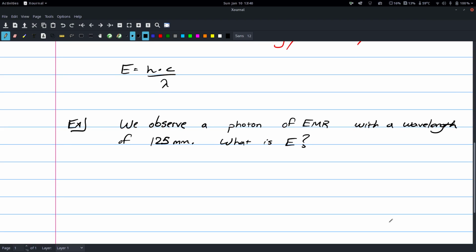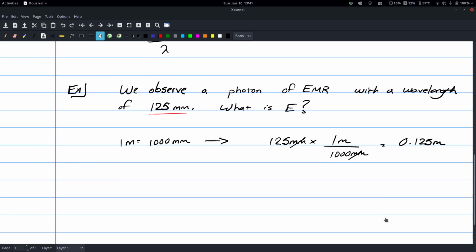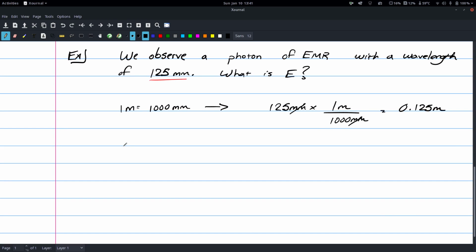All right, so first thing we have to do is we have to convert this into meters. So 1 meter equals 1,000 millimeters. So let's convert this. 125 millimeters times 1 meter over 1,000 millimeters. This is gone, equals 0.125 meters. Now we can use our formula to calculate the energy of a photon. So we have E equals h times c over lambda.